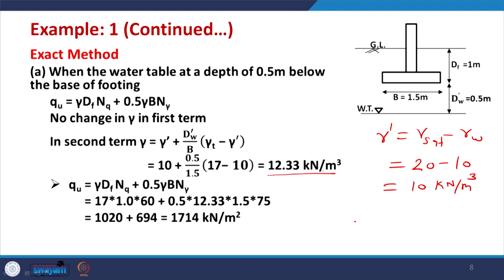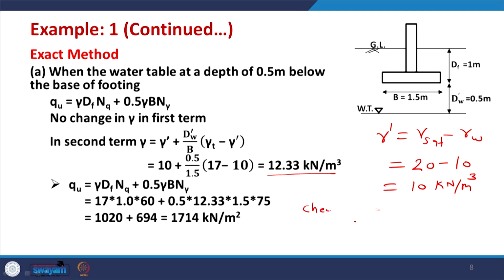While you calculate this effective value of gamma, you need to make sure that it is more than gamma submerged and less than gamma t. It cannot be more than gamma t. So, I suggest you apply this check: gamma effective is greater than gamma submerged and less than gamma t. This check needs to be applied whenever you apply the correction on the unit weight. Once you have this corrected, effective value of the unit weight, put it in this equation.